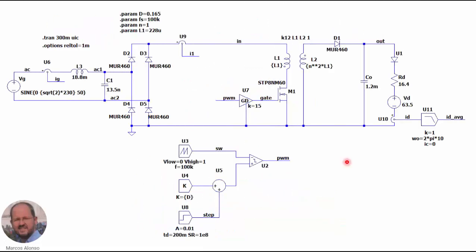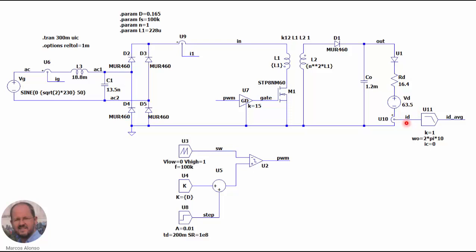So here we have the converter implemented in LT-SPICE, as we have seen in the previous video. And now what we are doing is to inject a step here superposed to the duty cycle signal. The amplitude of the step here is 0.01, so it's only 1%, not to affect too much the DC operating point. And we are injecting this step at the time instant equal to 200 milliseconds. And then we are measuring the current here at the output. So this is the current through the LED.